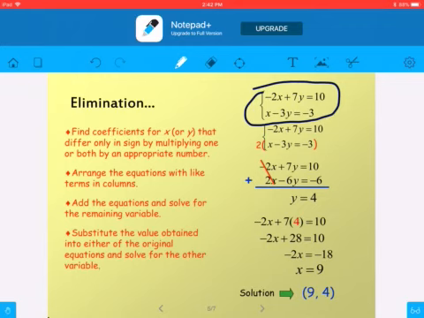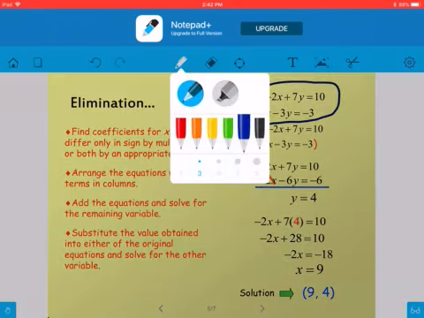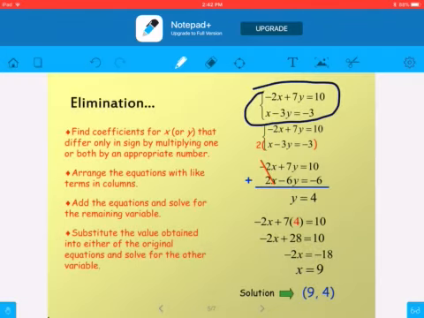So in my equations, I've got negative 2x plus 7y equals 10, and x minus 3y equals negative 3. So what I can do to have our equations have opposites is the top equation has negative 2x. So I can take my entire second equation and multiply by a positive 2, and that'll make my bottom equation have a positive 2x. So now I have 2x plus 7y equals 10, and positive 2x minus 6y equals negative 6. So that 2 gets distributed to all three of those.